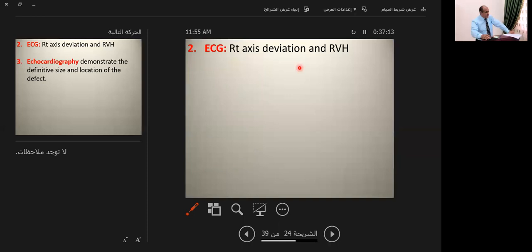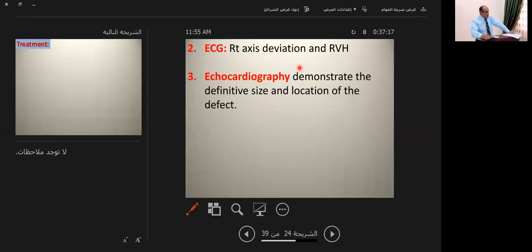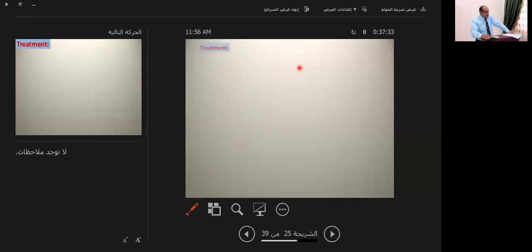The ECG will show right axis deviation and right ventricular hypertrophy. Echocardiography will demonstrate the definitive size. It will give you the size of the defect, and it will give you the location, whether it is primary or secondary, and it will measure the pulmonary circulation and the systemic circulation for you.